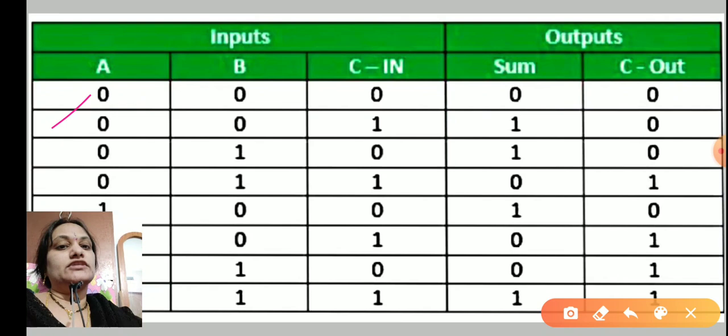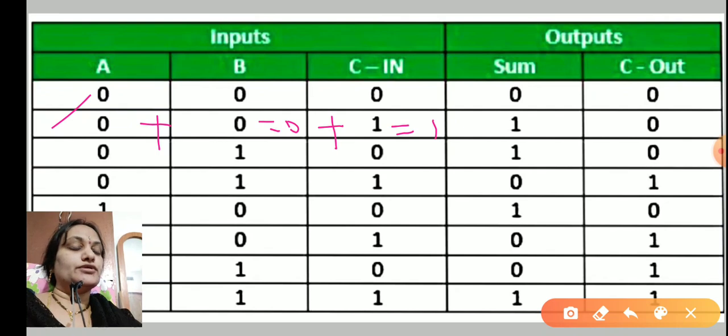Second condition, that is 0 plus 0 becomes 0 and again 0 plus 1 gives 1 output. That means we are getting a single digit, that is 1. Single digit means the sum is 1 and there is no carry. That is why we have written 0 at the carry and 1 at the sum.